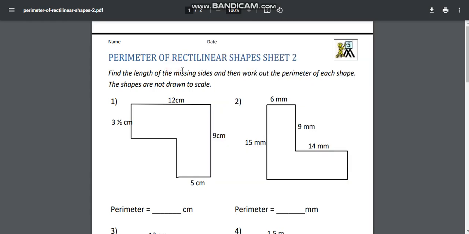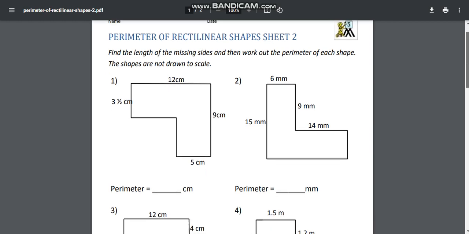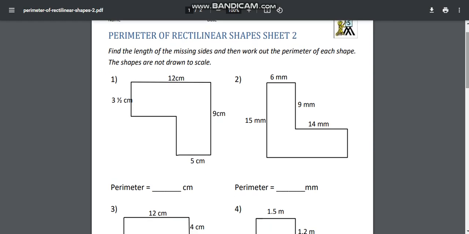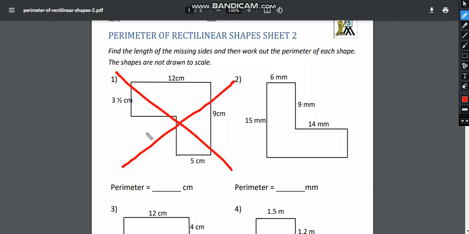Okay, and at last we're moving on to irregular shapes. So how do we get the perimeter and area of these irregular shapes? Okay, the perimeter is not too bad, but the area is a little bit more complicated. So we'll ignore this one because one of the lengths is 3.5, which you never really get.